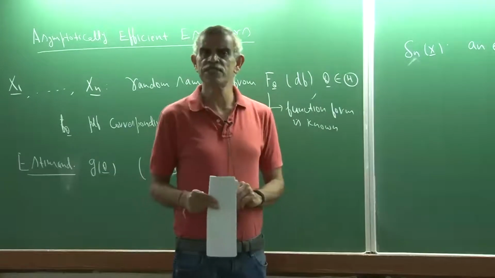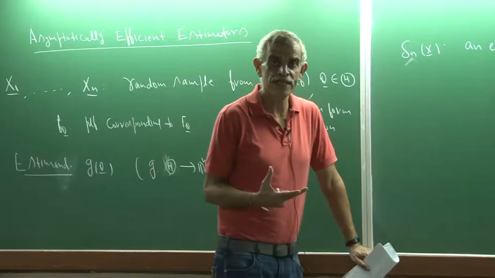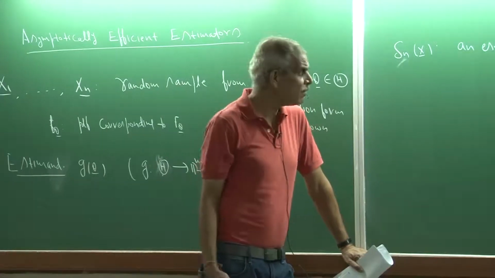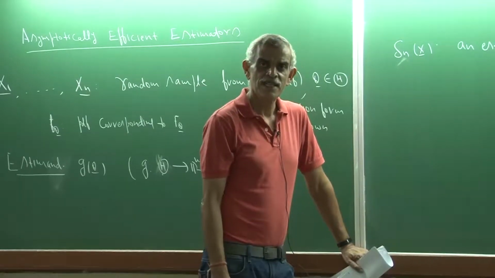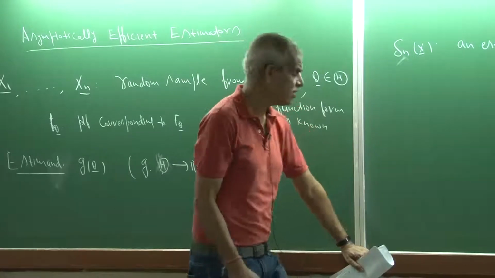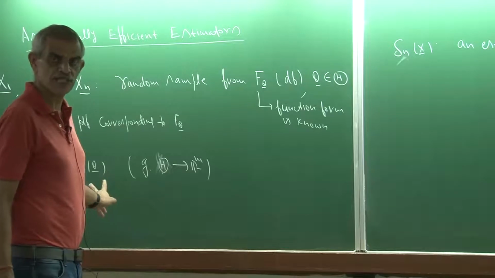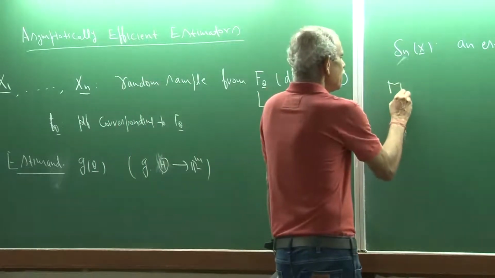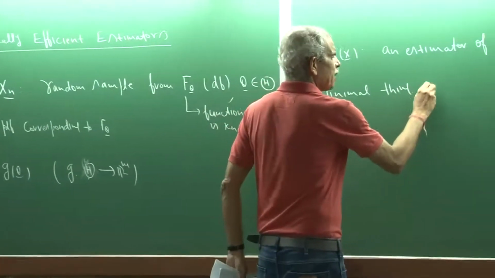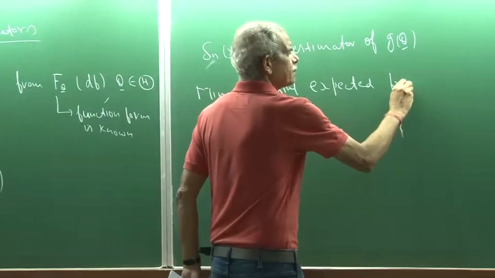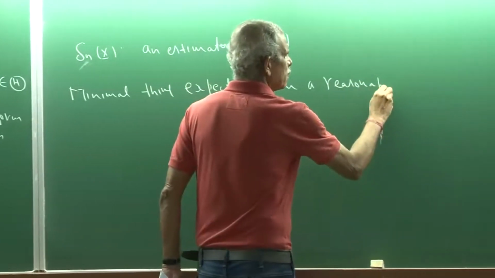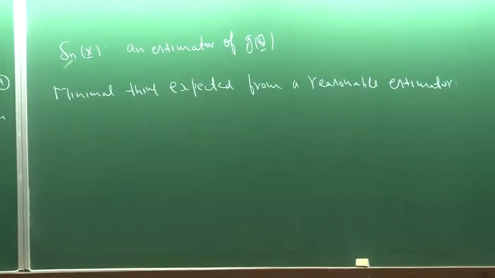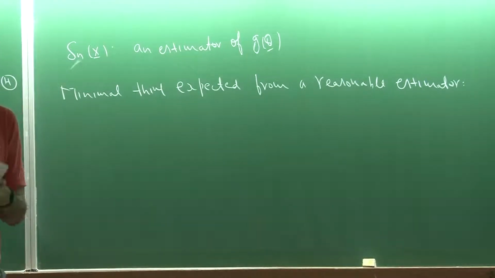So the idea is, what happens to this estimator as n goes to infinity? Because as n goes to infinity, this sample X contains a lot of information. The minimal, non-negotiable thing expected from a reasonable estimator delta_n is that it should converge to the true quantity which I am estimating. That means it should converge to the estimand for every theta as n goes to infinity in some stochastic sense. That means as n goes to infinity, delta_n should go closer and closer to g theta.